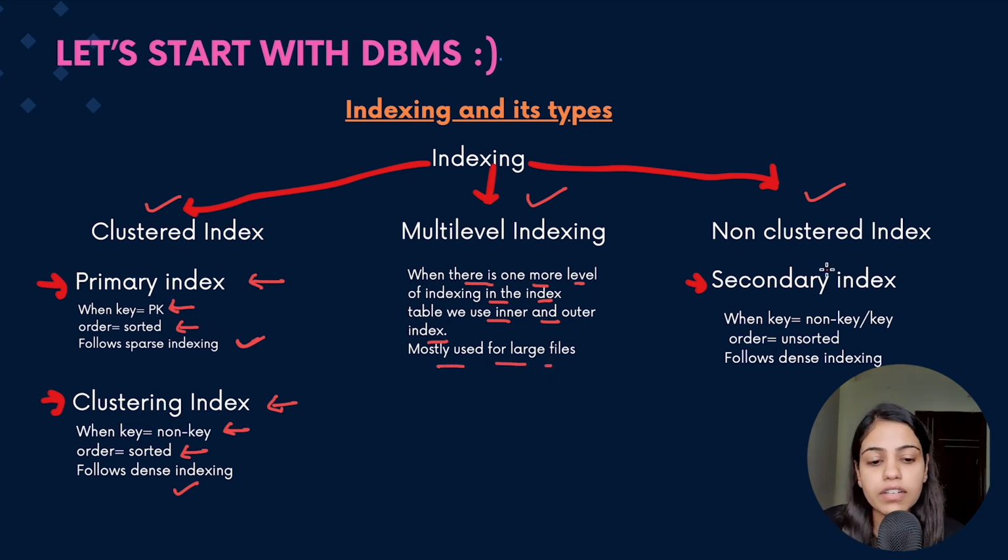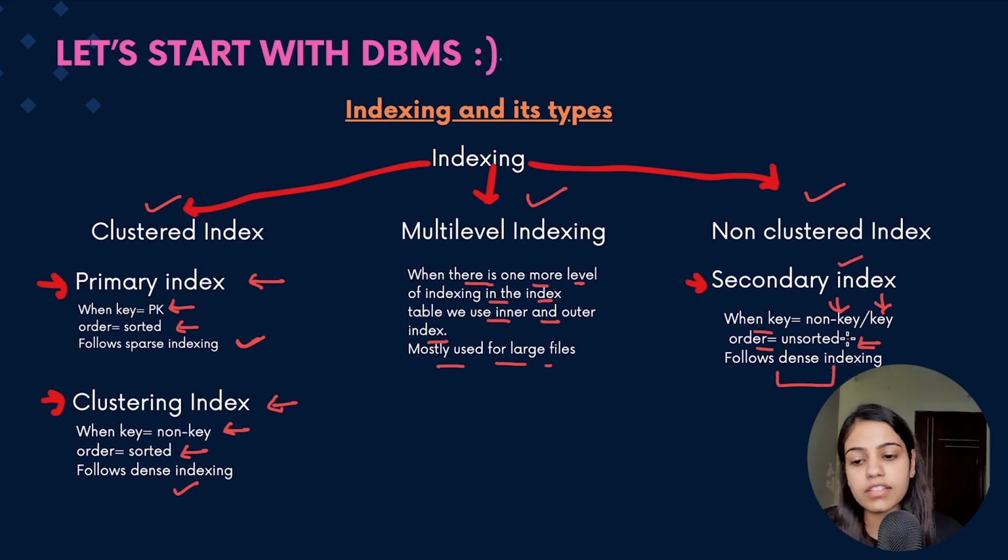Now coming to the non-clustered index, that is the secondary index. Whenever the key is a non-key or a key attribute and the order is unsorted, so the data is not in a sorted manner and the key on which we are performing the indexing can be a non-key or key attribute, we follow the secondary index there, and we follow dense indexing as the indexing method. Now let's learn about each and every type in more depth.